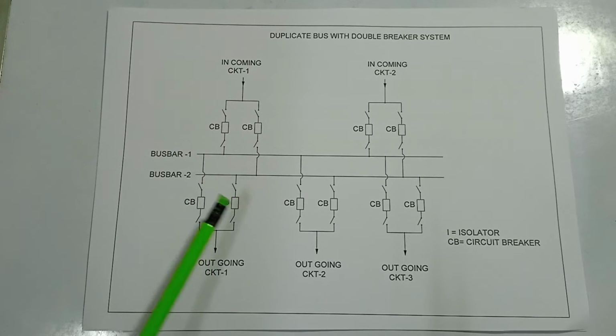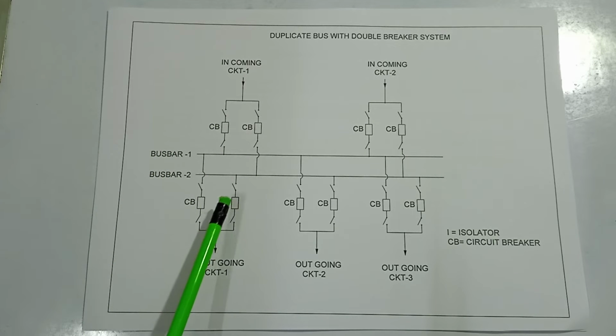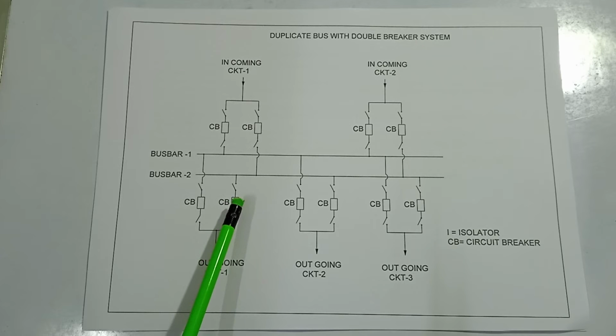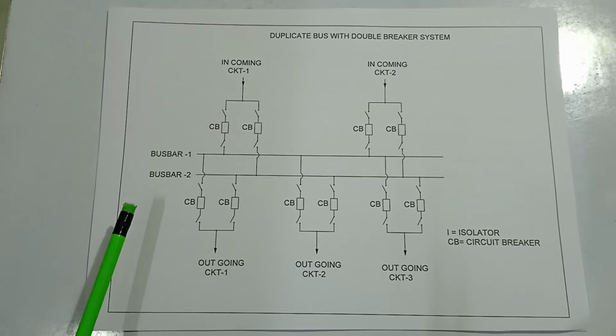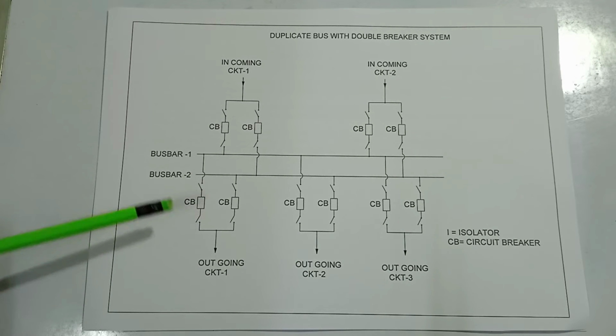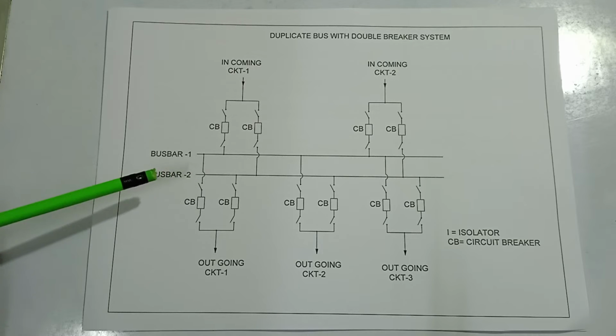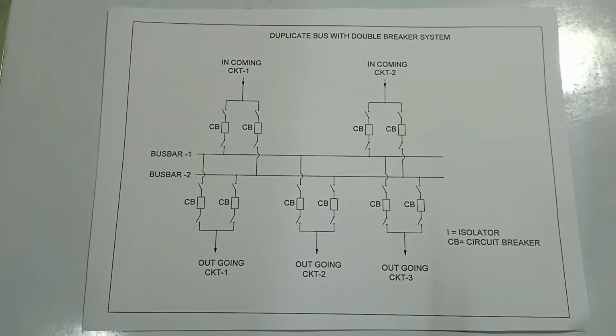Then transfer the load from busbar 2 to busbar 1. Open this breaker and close this breaker. Open this breaker and close this breaker. All the circuits are the same. This is how transferring the load from busbar 2 to busbar 1 is done. Okay, next.